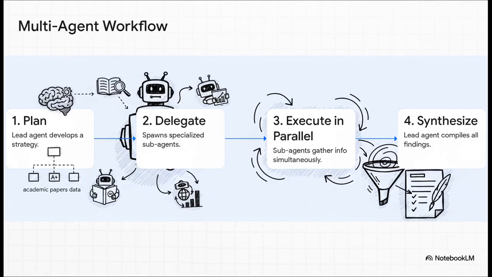Let's walk through an example. Imagine you ask for a deep dive report on a company. The orchestrator agent gets the request, and first it plans out the attack. Then it delegates.